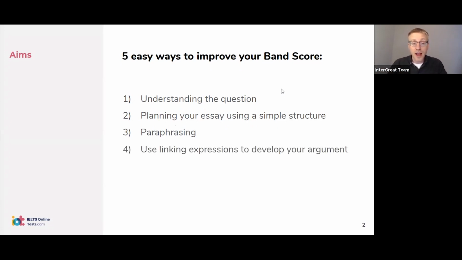We will also look at using linking expressions to develop your argument. Very important for coherence and cohesion for your essay. Finally, we'll look at how to avoid some common mistakes with common grammar and vocabulary issues. So this is the aim for today's presentation.